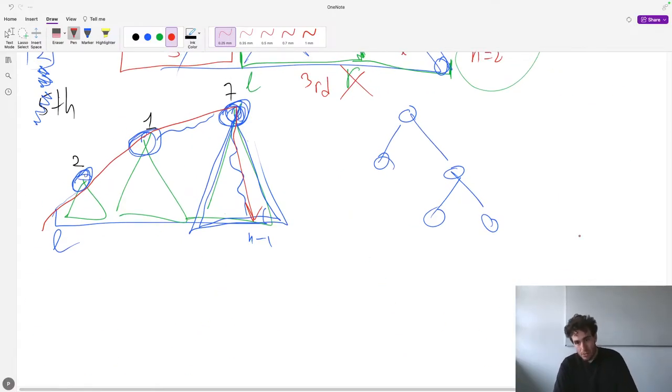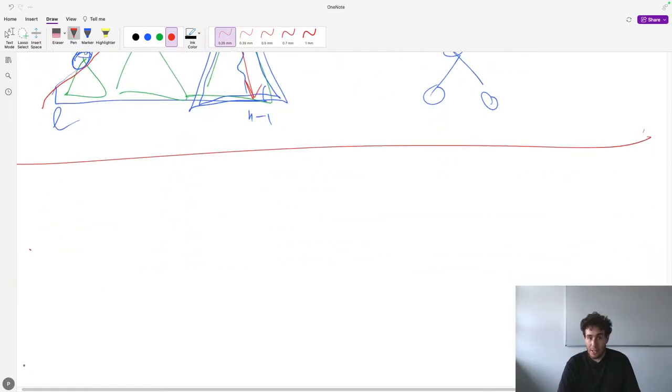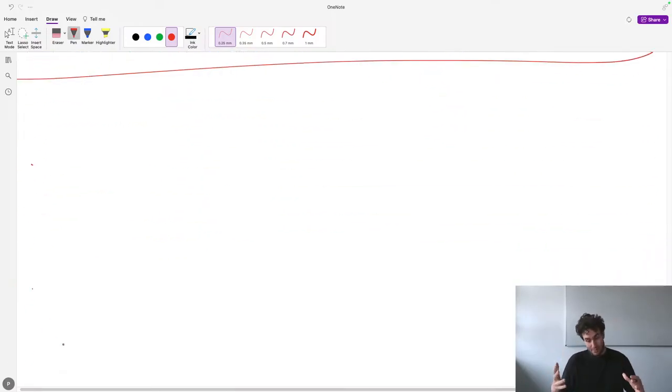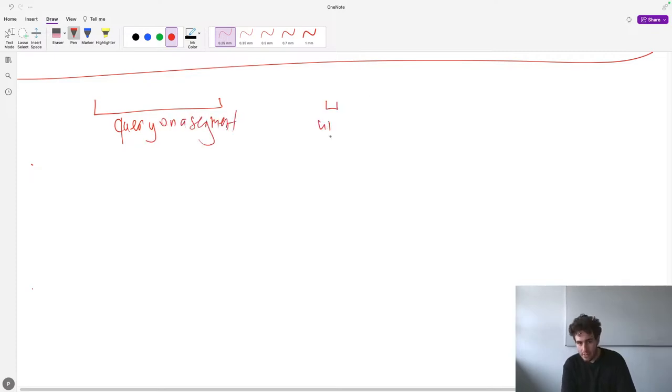The second problem that we're going to talk about is, I would say, kind of surprising. So what did we learn to do? We can query on a segment, and we can update in a point. By in a point, I mean updating a single element of your array.